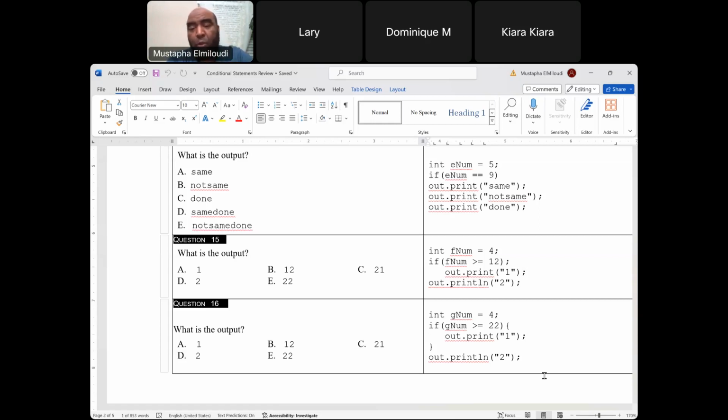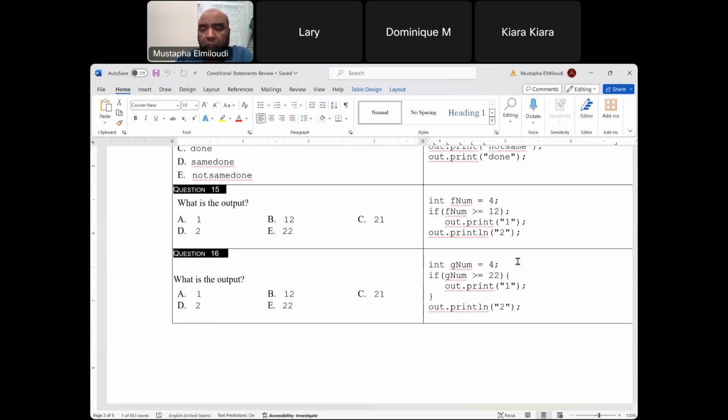Why? Because the condition fnum higher or equal than 12 does not depend on the statement. The semicolon will terminate that statement, so it was separating the if from statement 1. So the answer would be 1, 2, which is B. So sometimes you may not pay attention. Of course, you're not going to get questions like this in the quizzes, but I want you to be aware of it.